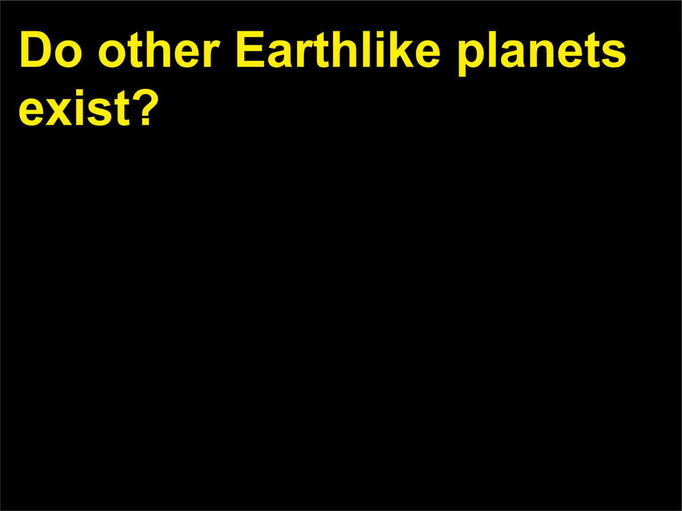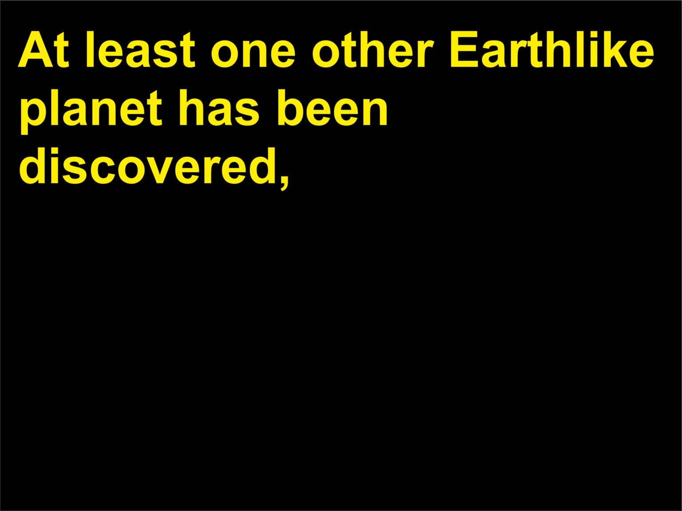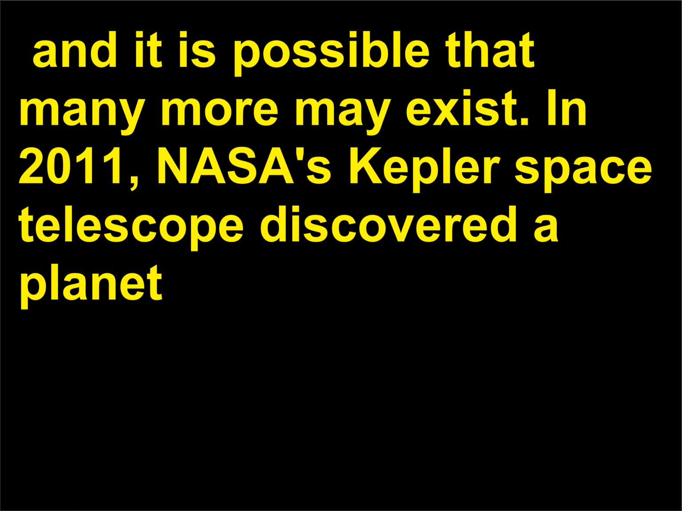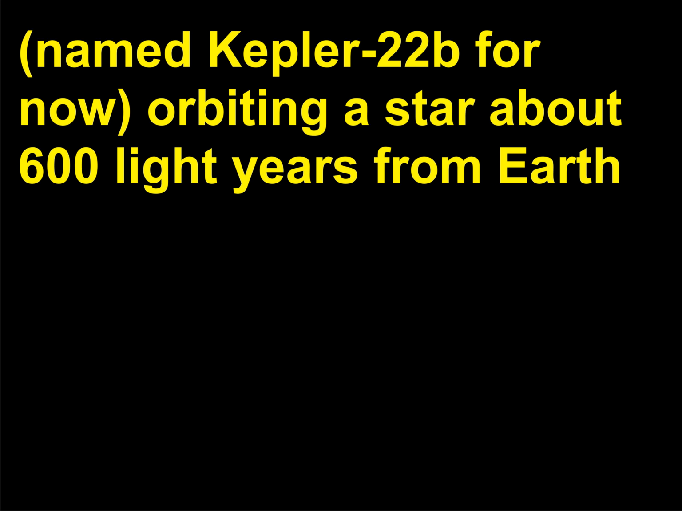Do other Earth-like planets exist? At least one other Earth-like planet has been discovered. And it is possible that many more may exist. In 2011, NASA's Kepler Space Telescope discovered a planet named Kepler-22b, orbiting a star about 600 light-years from Earth.